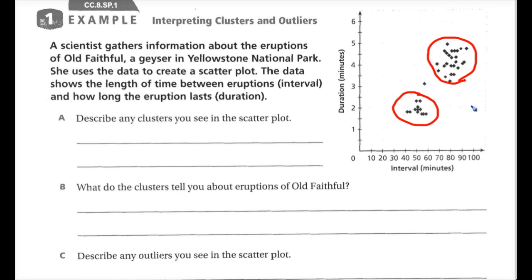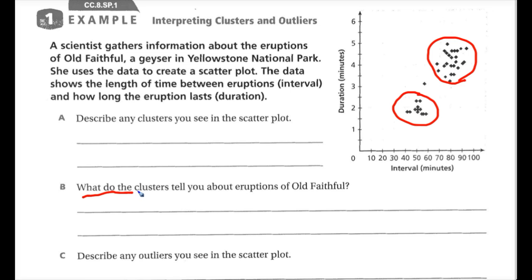Describe what's happening. So all you would write would be something like between 40 and 60-minute intervals, you have a cluster of the duration lasts between 1.5 and 2.5 minutes. When the intervals are 70 to 90 minutes in between, you end up with eruptions of 3.5 to 5 minutes. So that would be like a description. So you decide in your own words how you would put that.